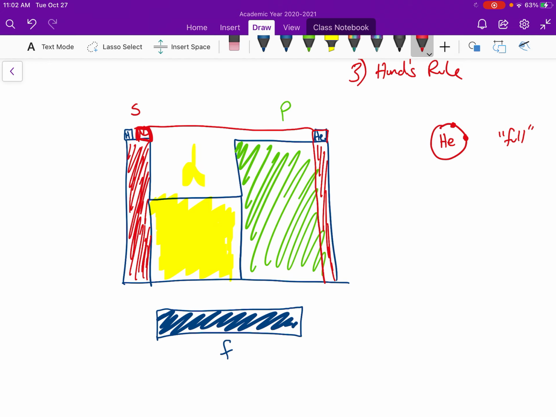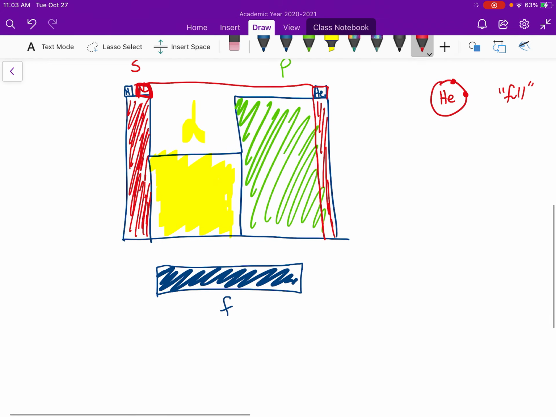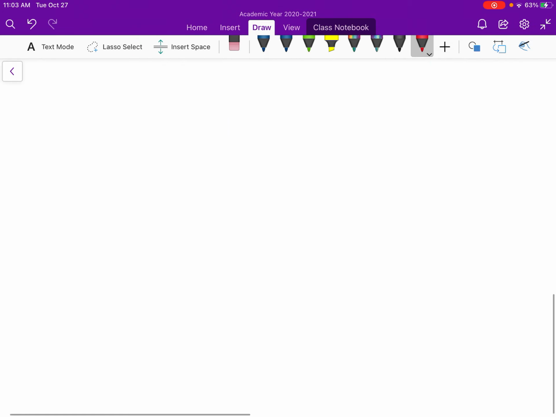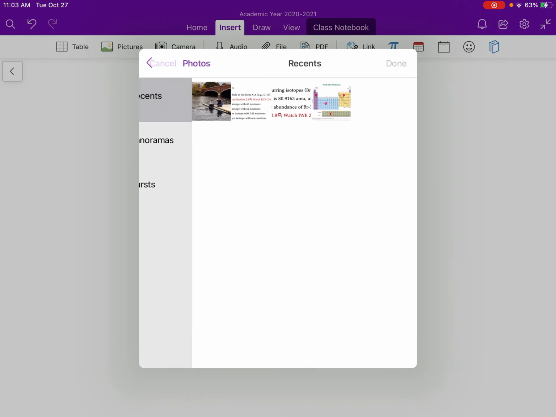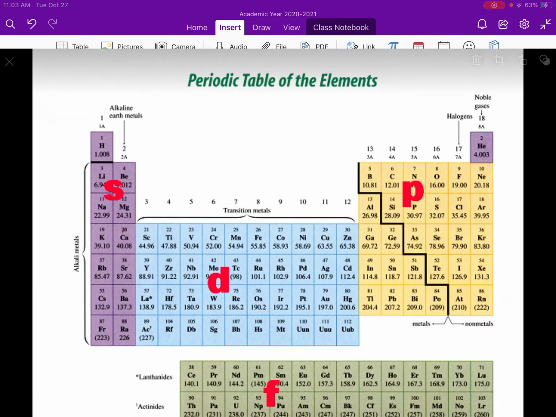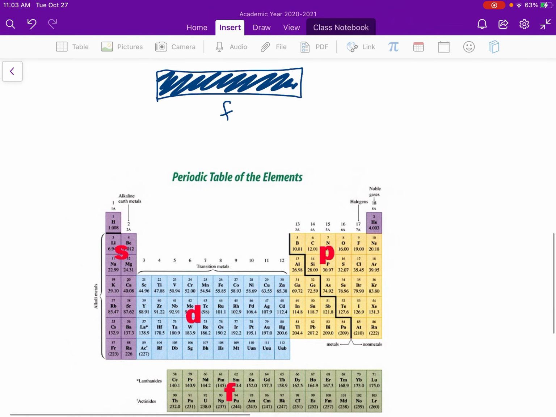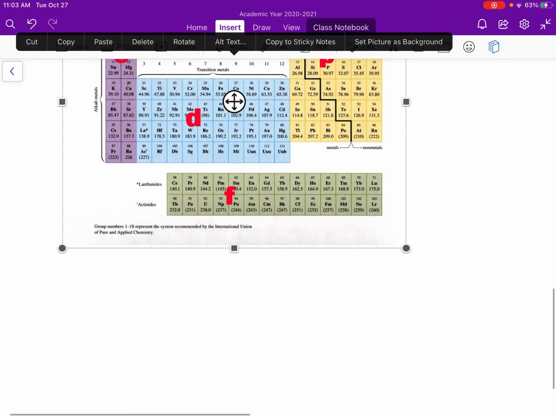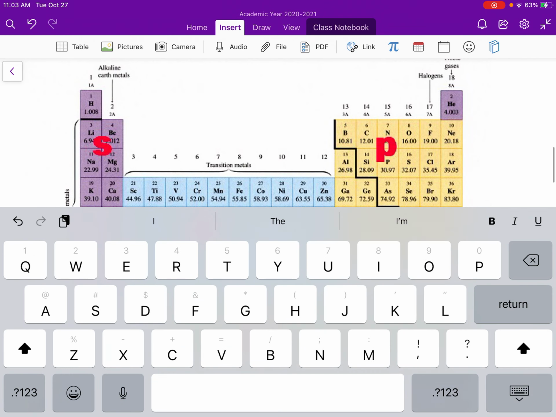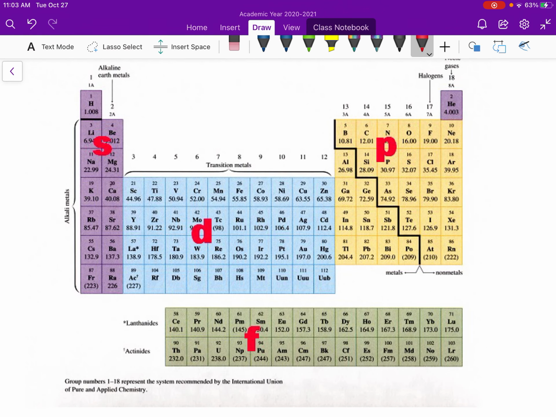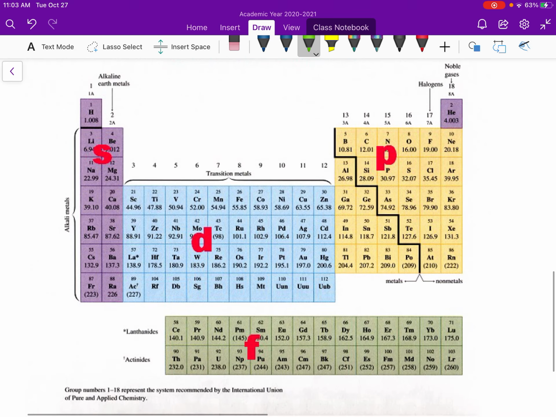Okay, so, talking about configurations and things like that, I'm going to pull up a picture here. I'm going to insert a picture so I can draw on it. Done. Okay, make this a little bit bigger. All right, so just like I said, we have S, D, P, and F, okay? So how does this work? Let's talk about carbon right here.